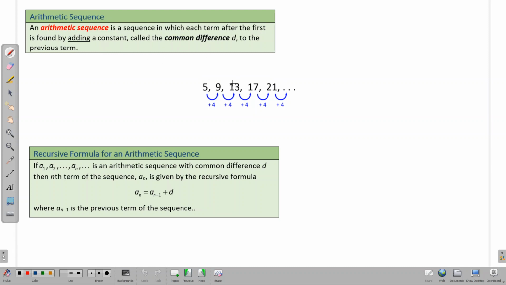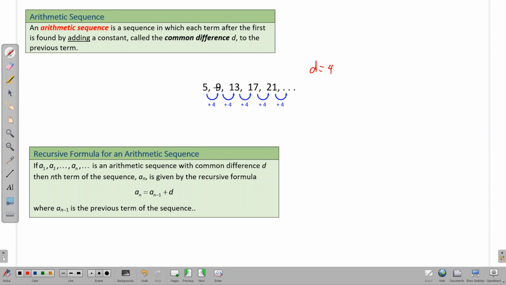So here's an example of an arithmetic sequence. And the first term is 5, and you can see we're adding 4 each time to progress through the sequence. Add 4 to 5, you get 9, add 4 to 9 to get 13, etc. So this is what we mean for it to be an arithmetic sequence. Now we call the D in this case, the D for this one would be 4.